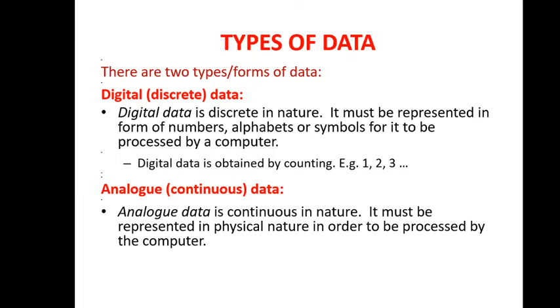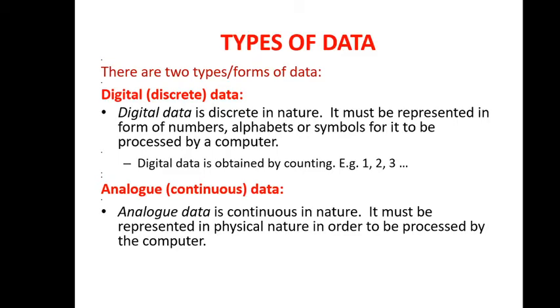It can process digital data, which we also call discrete. On the other hand, a computer can also process analog or continuous data. Digital data is discrete in nature, which means it is non-continuous. The word discrete means non-continuous. It must be represented in the form of numbers, alphabets, or symbols for it to be processed by a computer. Digital data is obtained by counting, like 1, 2, 3.